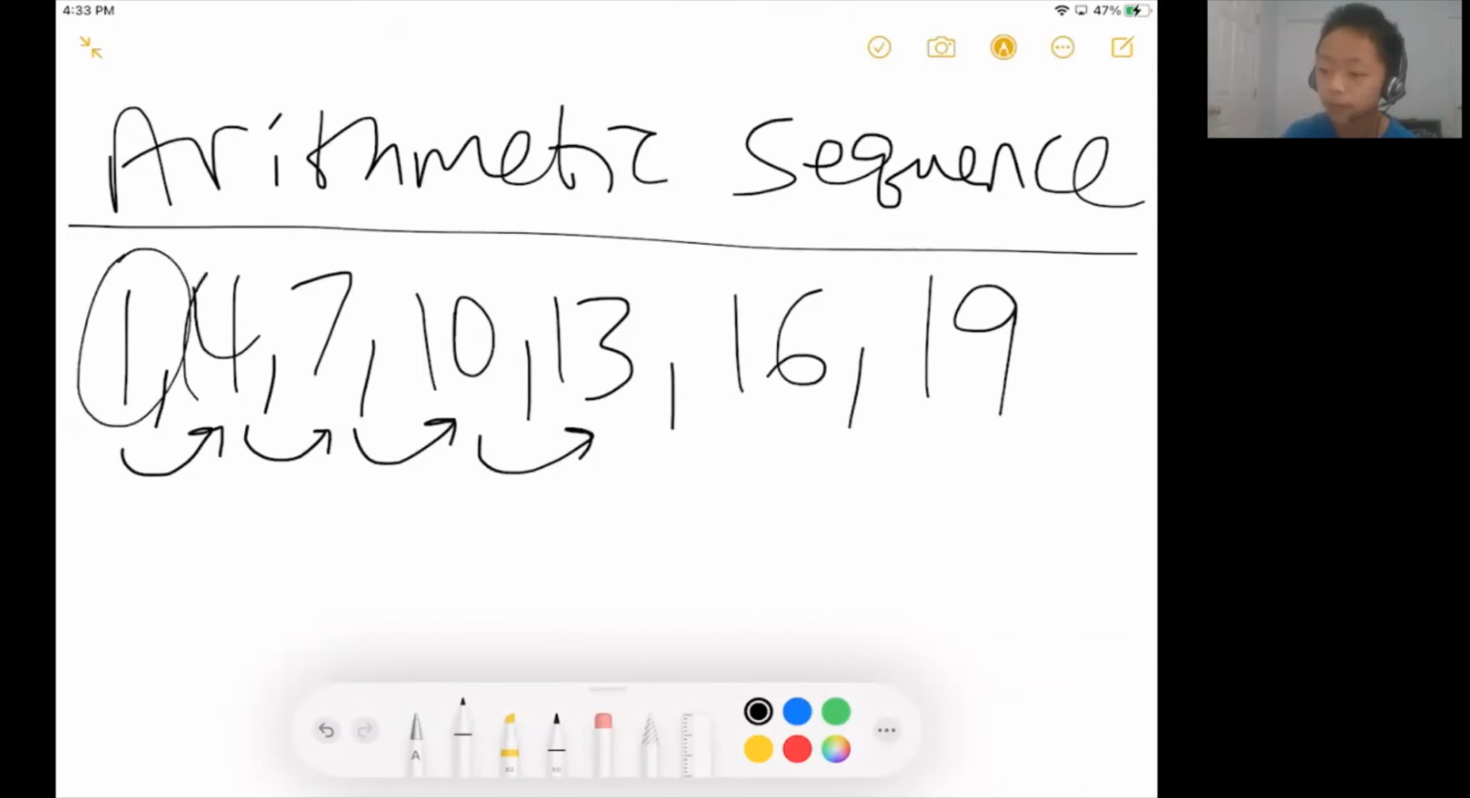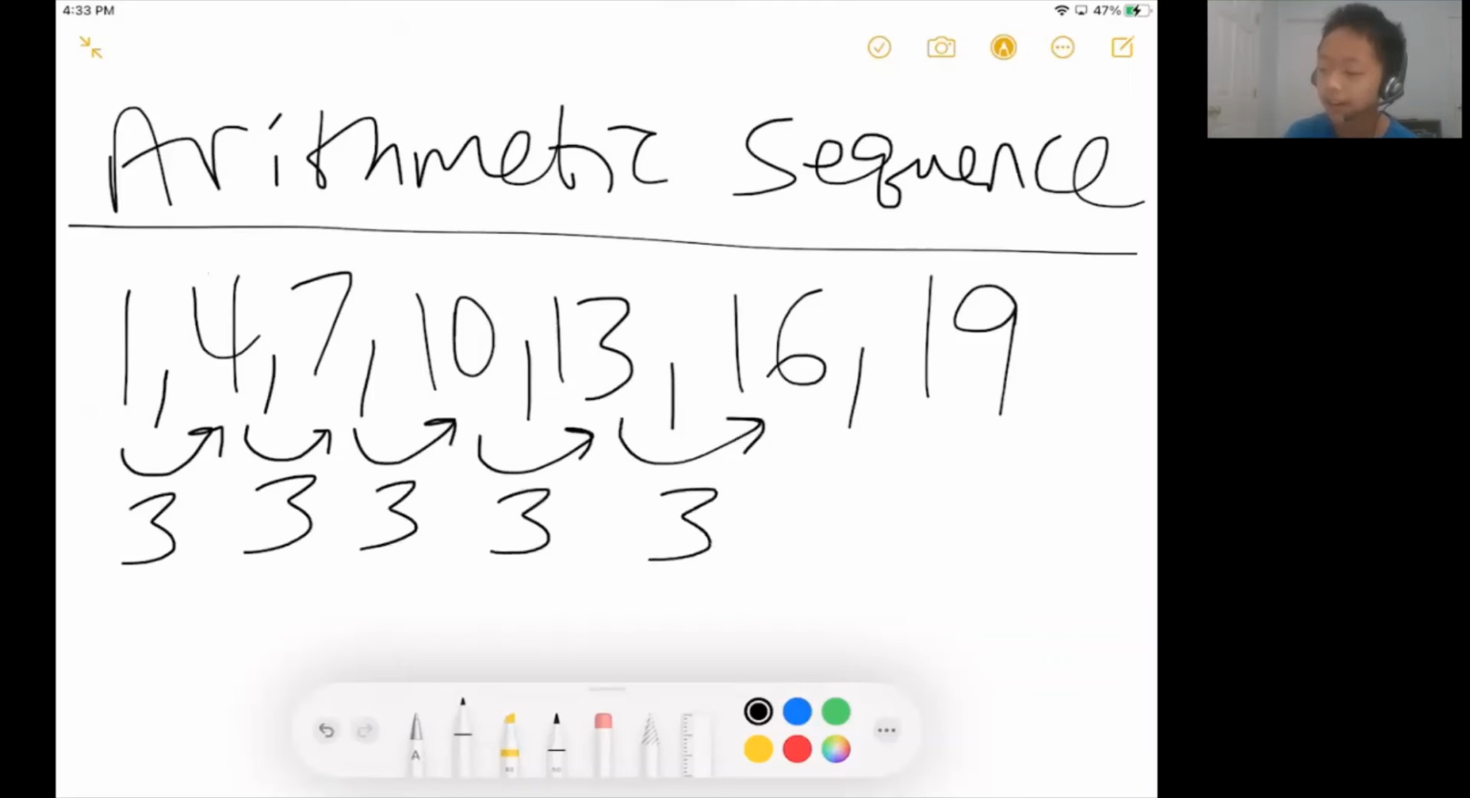To get from 1 to 4, you add 3, and to get from 4 to 7, you add 3. 7 to 10 is add 3. So notice that the difference between consecutive terms is always 3. And this is what we call an arithmetic sequence, where the difference between consecutive terms is always the same.